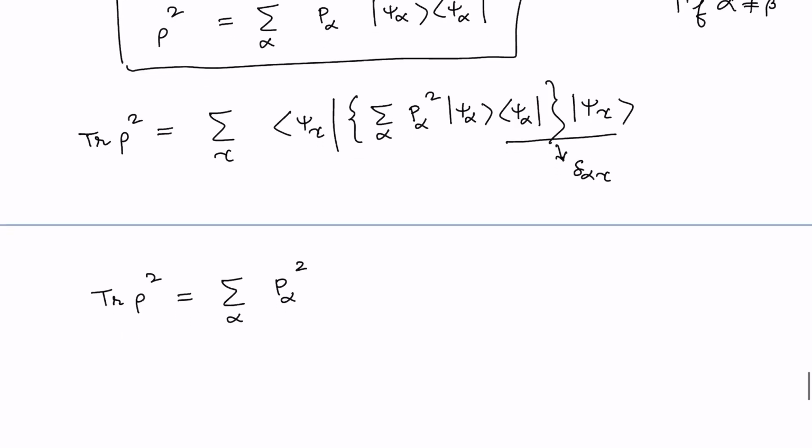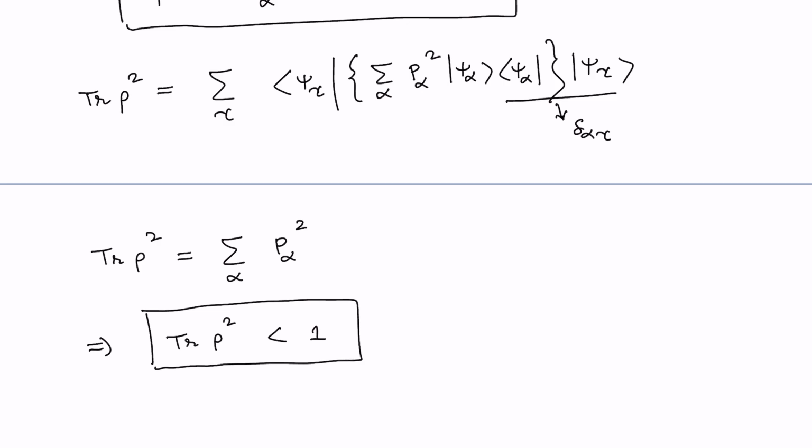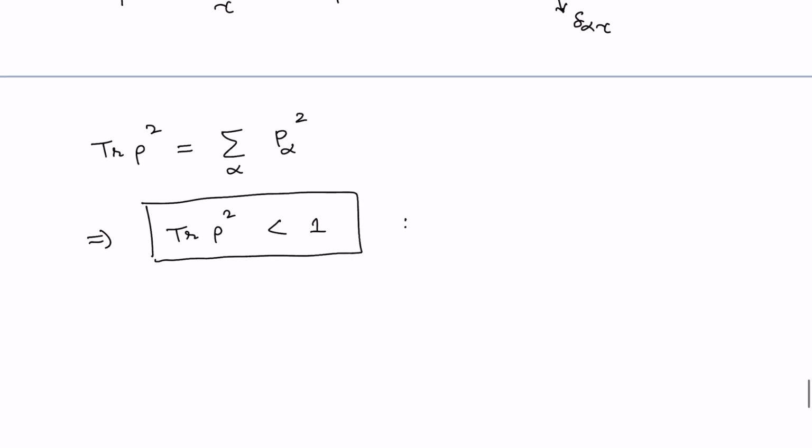This P alpha is a classical probability, so you know that this sum has to be less than or equal to 1. For a mixed state, actually this is less than 1. Trace rho square is less than 1. So this is the way you can distinguish a pure state and a mixed state. For a pure state, trace rho square is equal to 1, and for a mixed state, trace rho square is less than 1. Let me stop here for today.